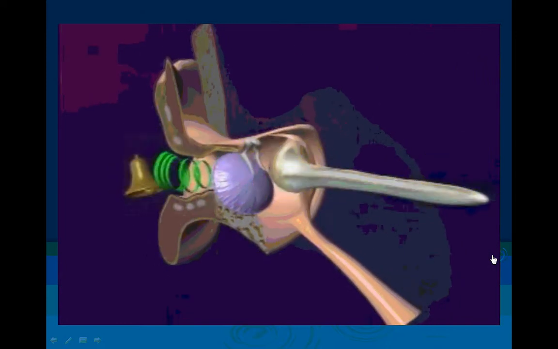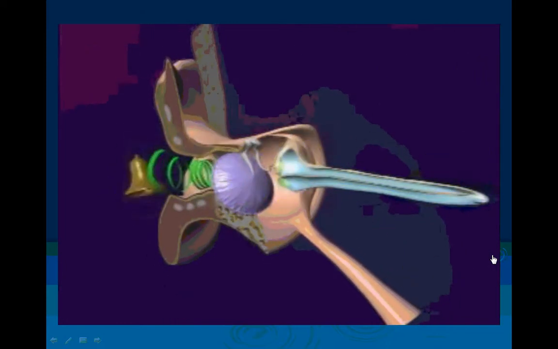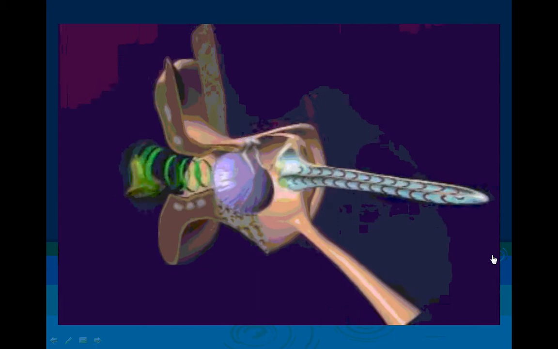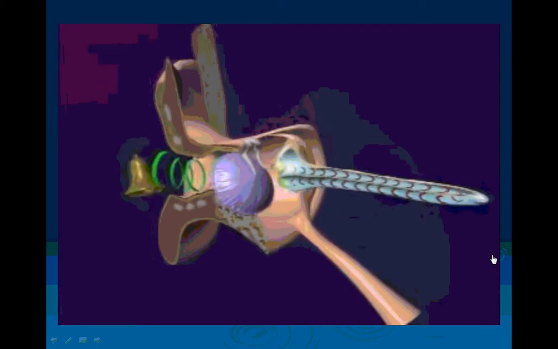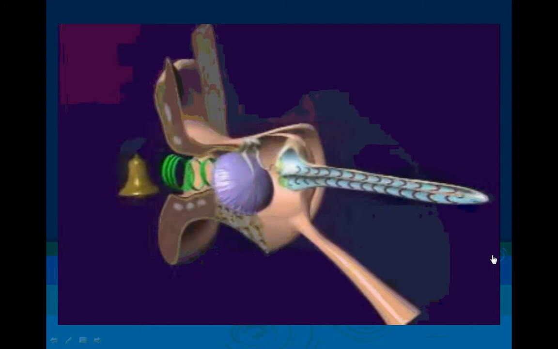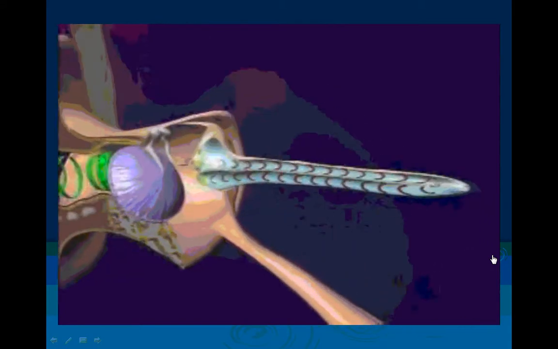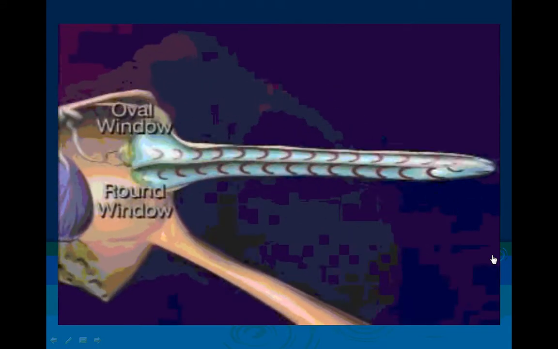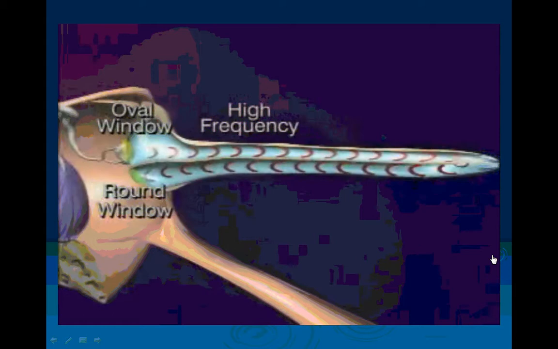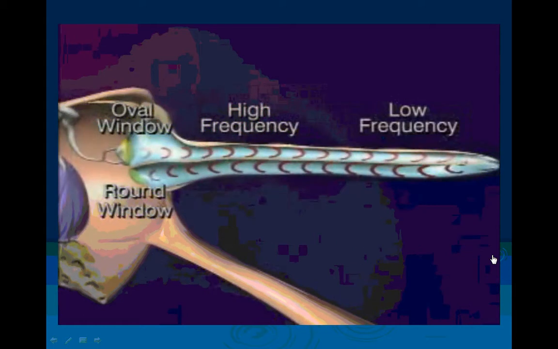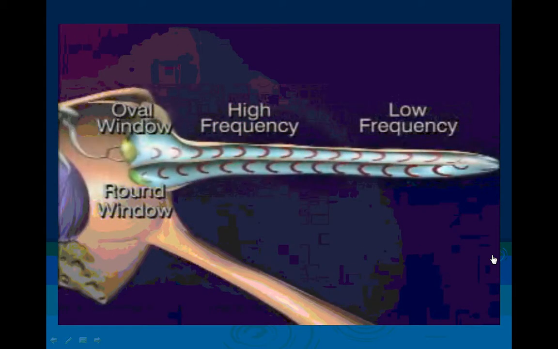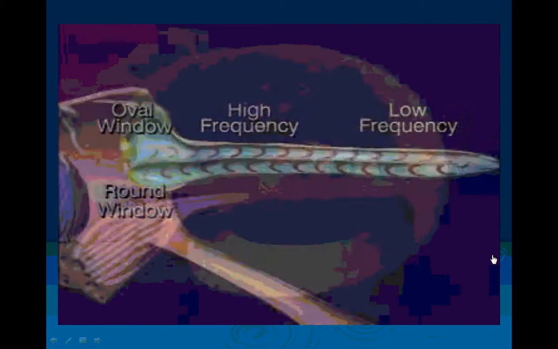The stirrup passes the vibrations to the membrane on which it rests, the oval window. Vibrations are then transferred to the fluid-filled canals within the cochlea. When the oval window moves in, the round window moves out to equalize the pressure in the cochlea. In this illustration, the cochlea is uncoiled to show where sound waves of different frequencies, or pitches, are detected. High-frequency sounds are detected close to the oval window. The low-frequency sounds are detected towards the narrow end of the cochlea.